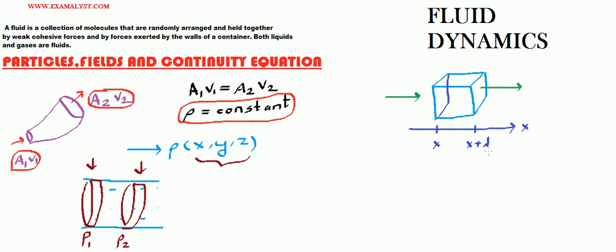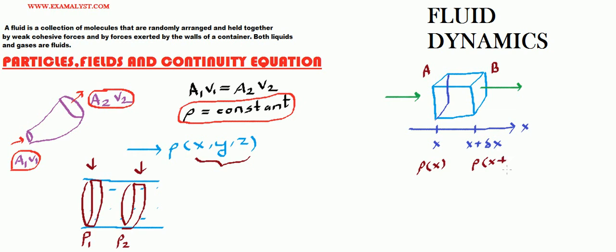Let me write it in this way: x plus delta x. Okay, so let's try to write the formulas. So let me call this side A and let me call this side B. So what is rho at A? So rho at A is rho of x, and the value of rho at x plus dx, let me call it rho of x plus dx.